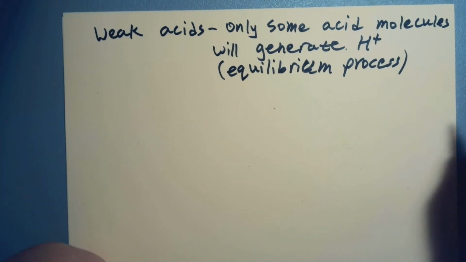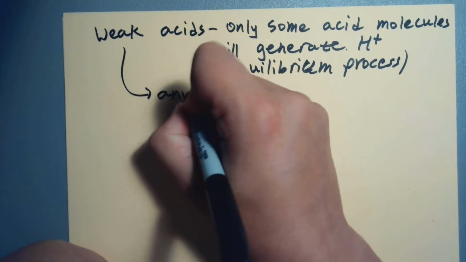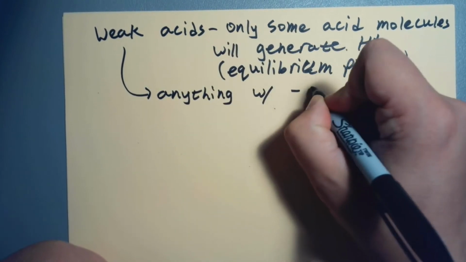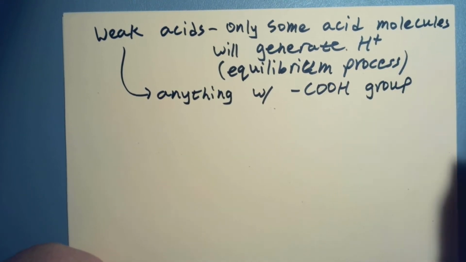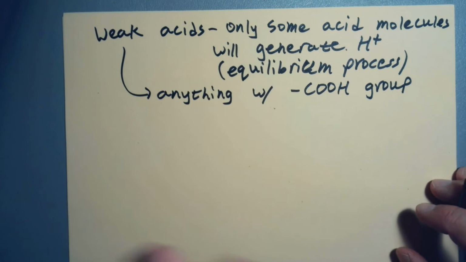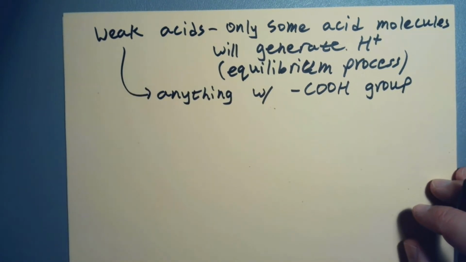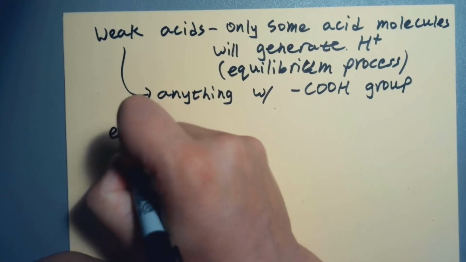And what would an example of a weak acid be? Well, for this class, anything with a carboxyl group. Those are the only weak acids I expect you to know. You see a carboxyl group, weak acid. What strong acid do I expect you to know? I'll talk about that more in a bit. So, here would be an example.